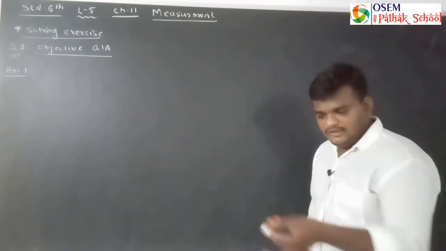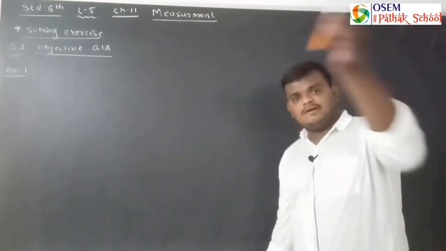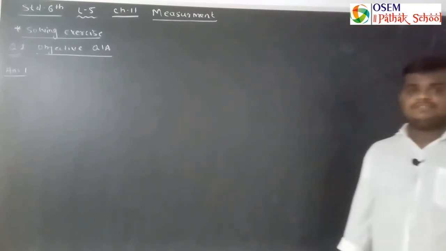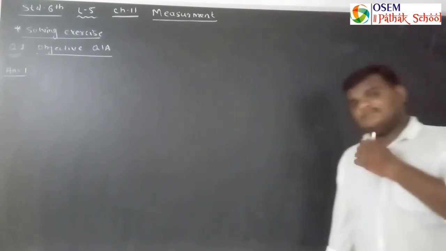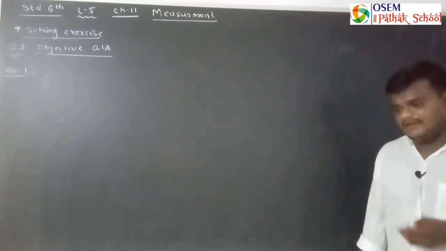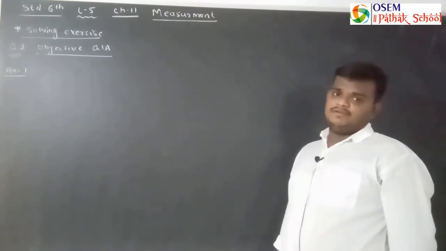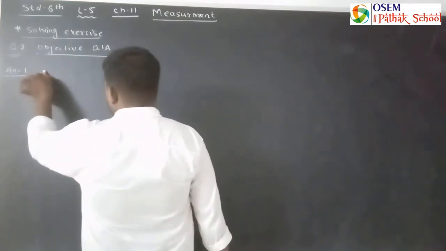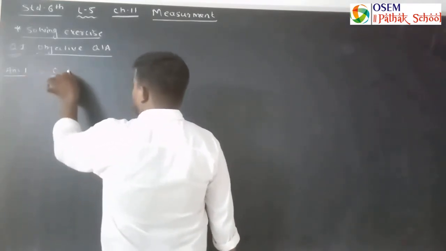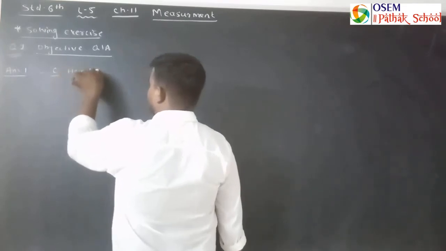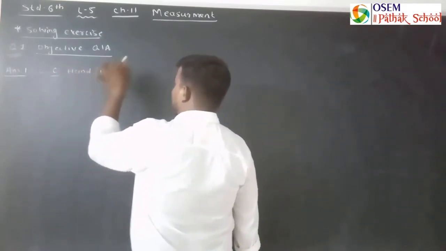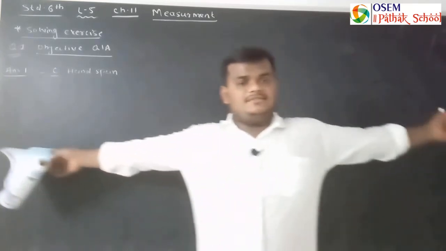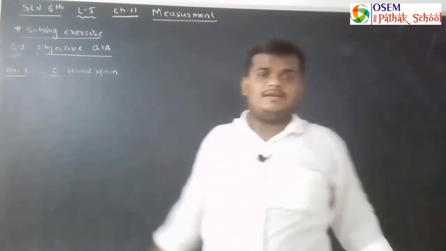So meter and kilometer were developed later, after the earlier SI system. And Kelvin, the last option, Kelvin is the unit of temperature. So option number C in the first question, it is handspan. Handspan is used to measure length. So this is your handspan.